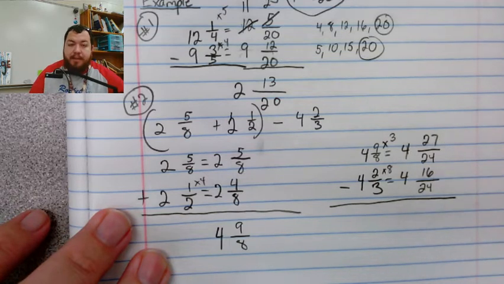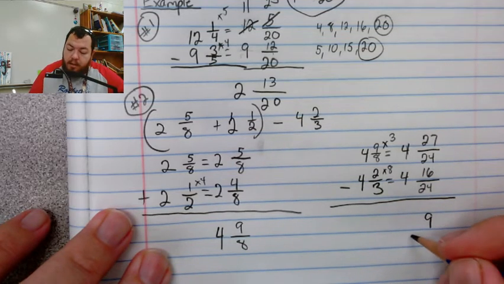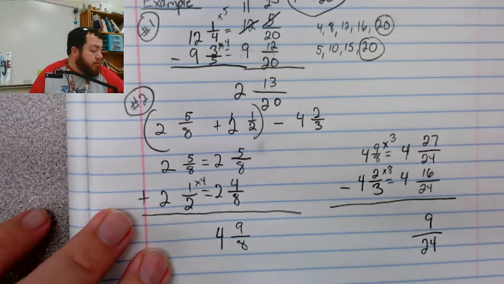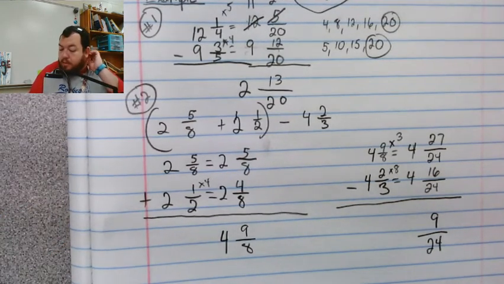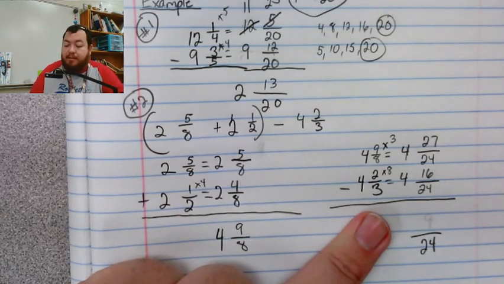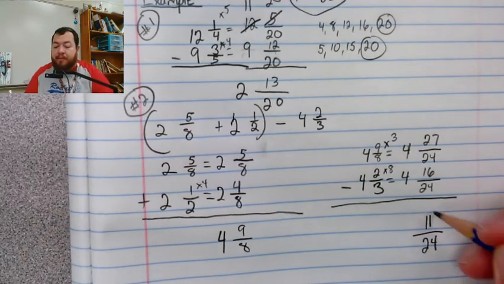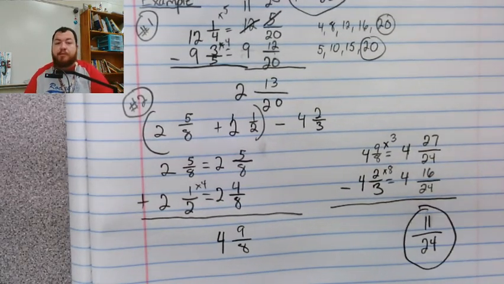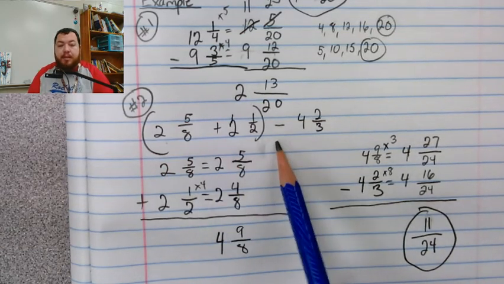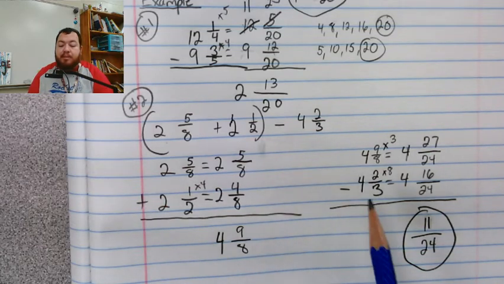So 27 minus 16 is 9 24ths. 4 minus 4 is 0. Oh, I'm sorry, that's 11. 27 minus 16 is 11. 4 minus 4 is 0. So my final answer would be 11 24ths. Now remember, we do what is in the parentheses first. Then we subtract or add whatever. But we have to pay attention to the operation signs.